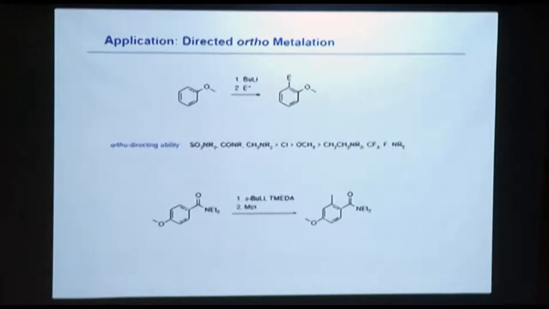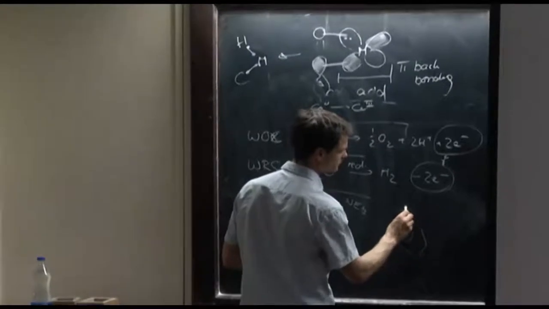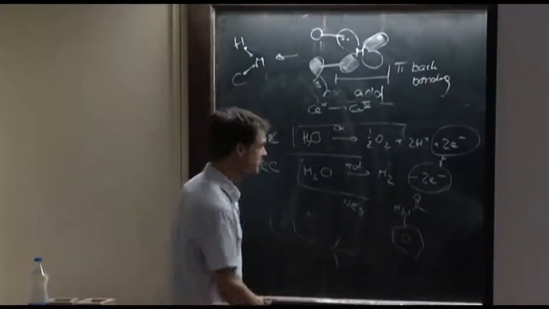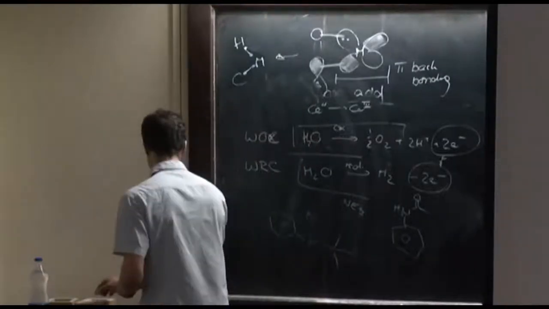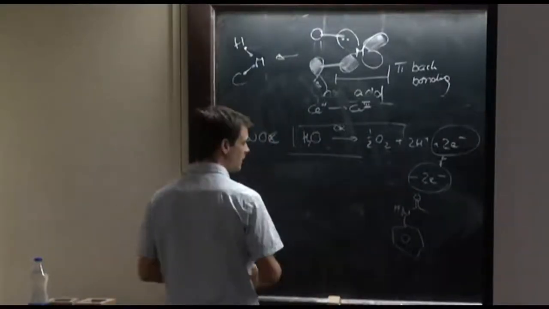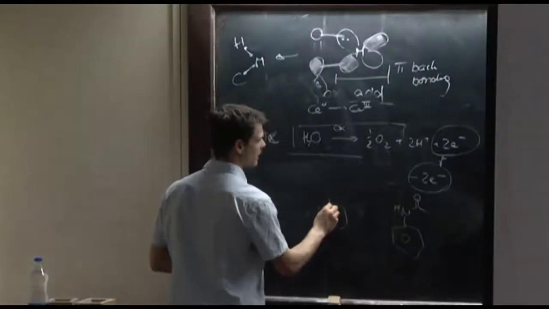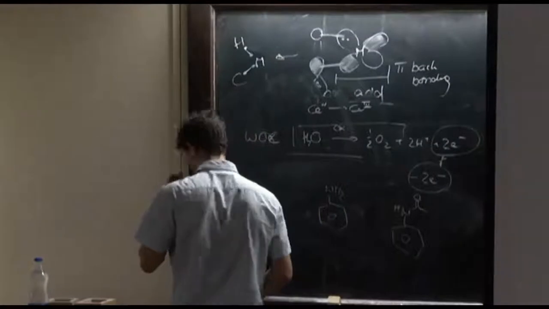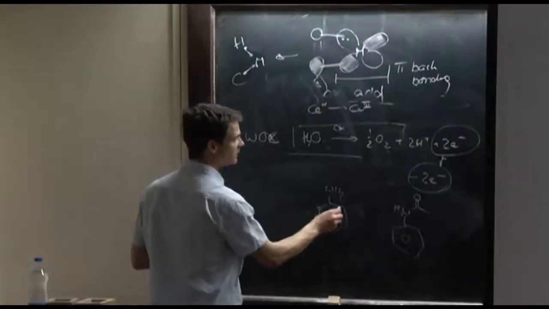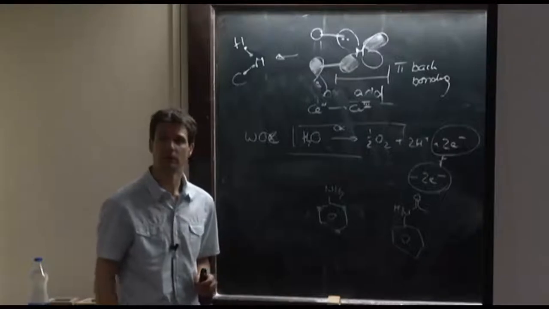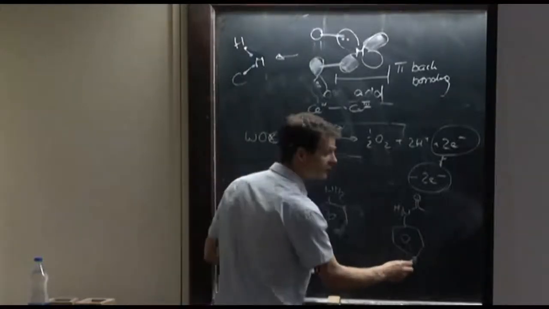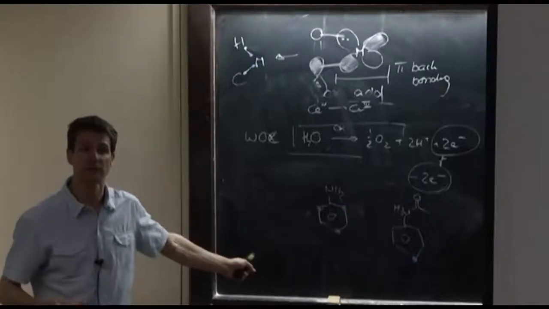And you can imagine, if you think of this as a donating group, and you do electrophilic aromatic substitution in the unsubstituted system, then we know this is ortho-para activating, so we get substitutions here. If we add an acetate group, we protect the ortho positions, we get selective substitution here. So this is the electronic pathway we expect.